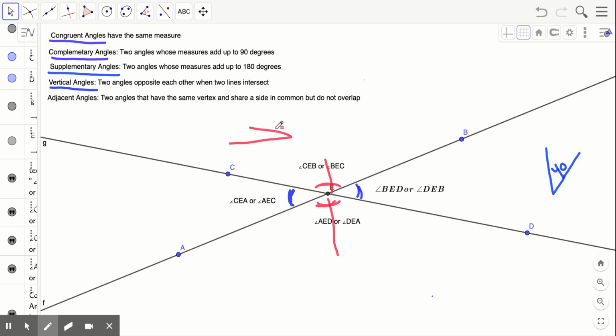So vertical angles have to be tip to tip. If I have an angle here and I have another angle over here like this, they almost look like they're vertical, but they're not, because they're not touching. They don't have that vertex in common.